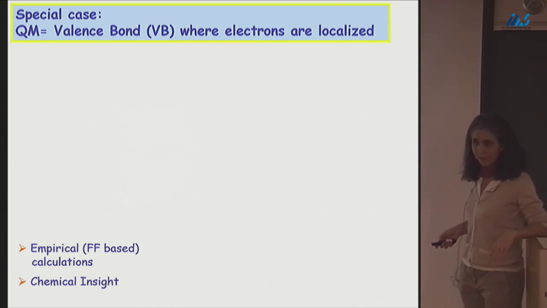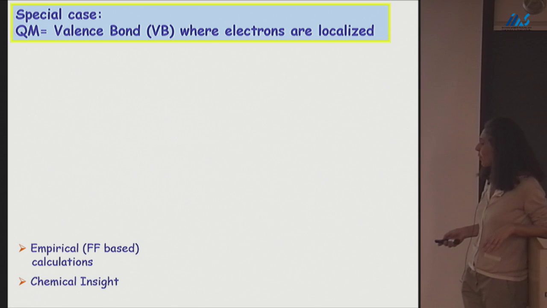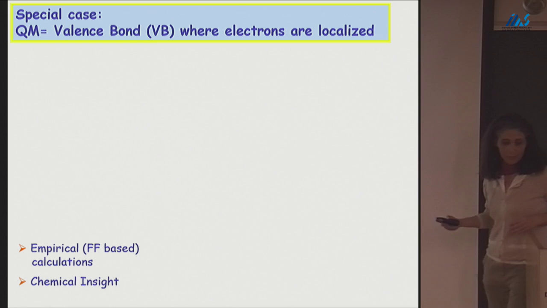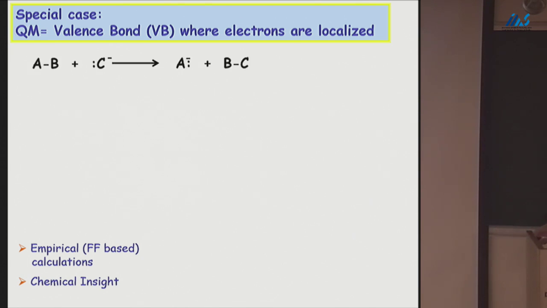This is what Aryeh Warshel has done. You can build a QMMM approach which is solely empirical. It's completely empirical, which means that it does not use real quantum calculations, but it uses only force fields. And that, of course, makes the method very, very cheap to calculate. Another thing that it provides is the chemical insight, which I will also try to show you later on.